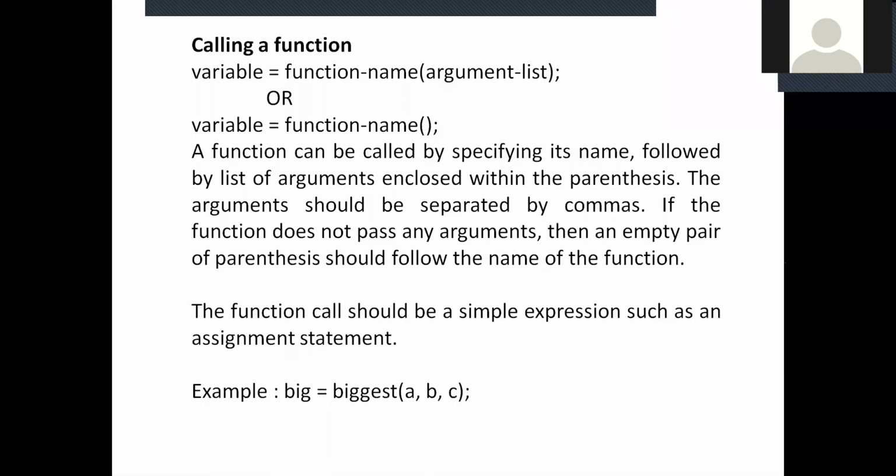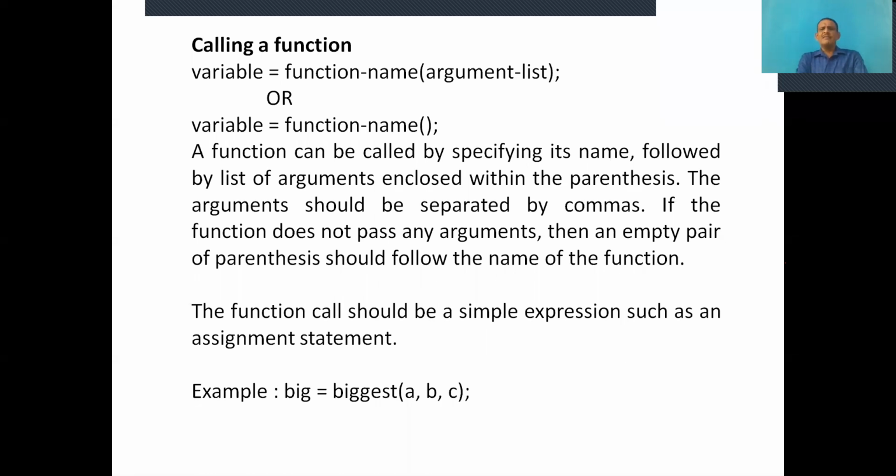The function call is the simple method. It is an expression that is given in the form of an example. In this example, big equal to biggest of a comma b comma c, close parenthesis semicolon. Big is a variable and biggest is the name of the function, that is, a user-defined function.